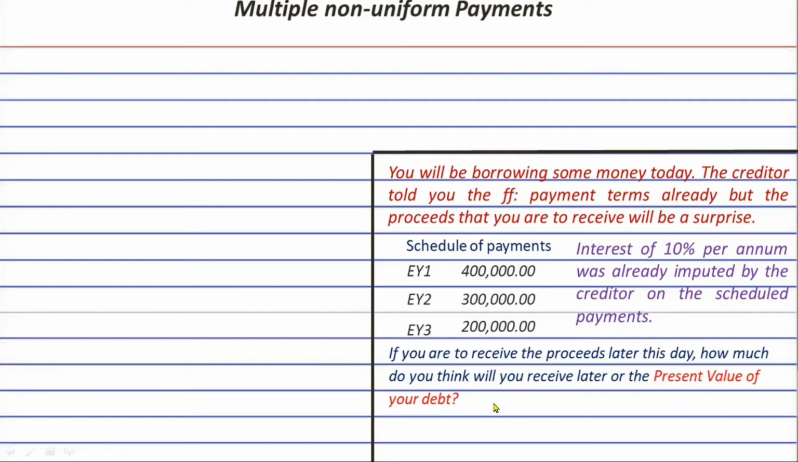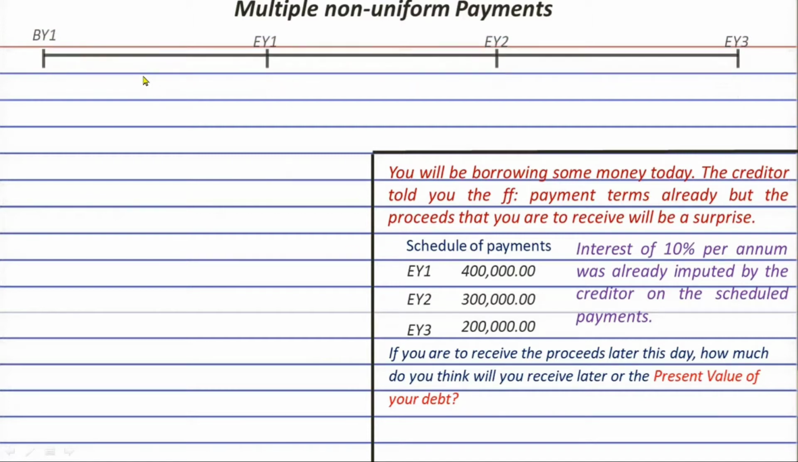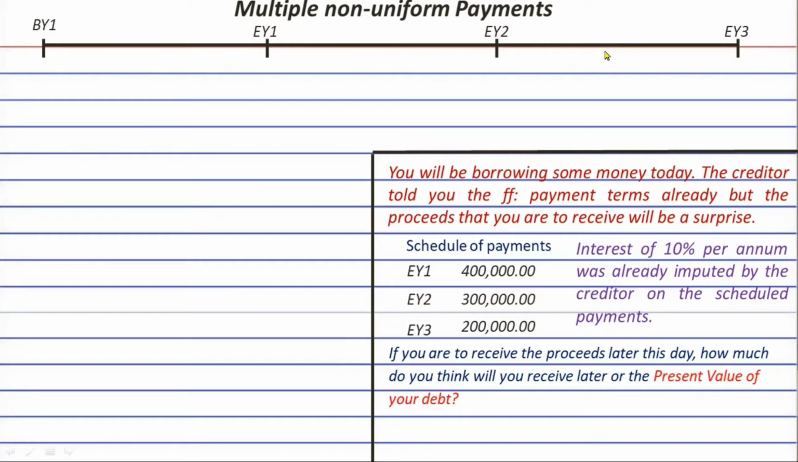So, there are two ways to answer this. We have solution number one, which uses the timeline, and the second one, which uses the future payments times the present value factor. So let's have the timeline first. So this is the timeline, and these are the scheduled future payments of 400,000. The other one is 300,000, and the other one is 200,000. So the amount here is what we're looking for.